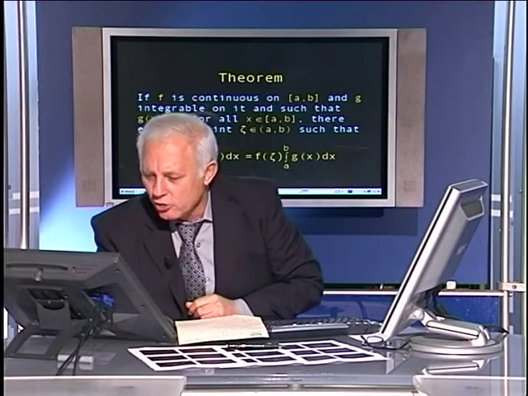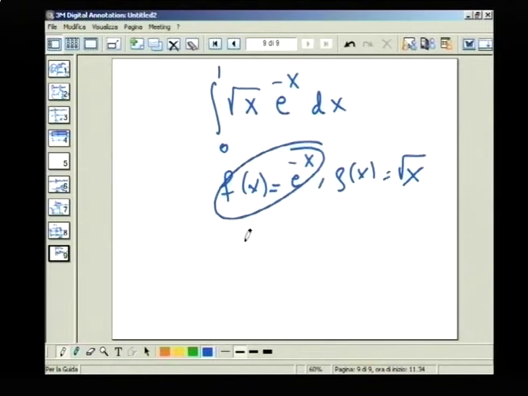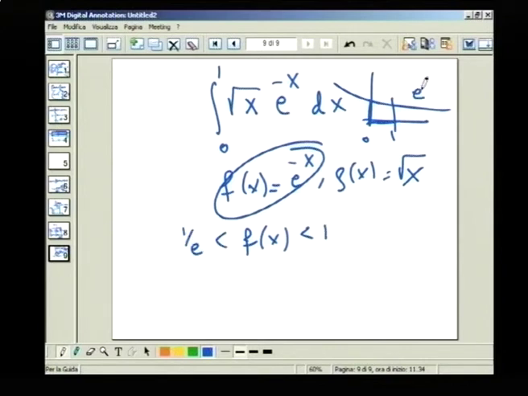So what you do, here you have the function f of x. You can take f of x equal to e to the minus x. You can take g of x equal to the square root of x. And you can apply the theorem. You know that e to the minus x is something like this. So f of x would be situated in your interval from 0 to 1, which is the interval of integration, less than 1 and greater than 1 by e, because this is an exponential function, e to the minus x. It attenuates like this. So the maximum value in the interval from 0 to 1 is attained at 0, and the minimum value is attained at 1.